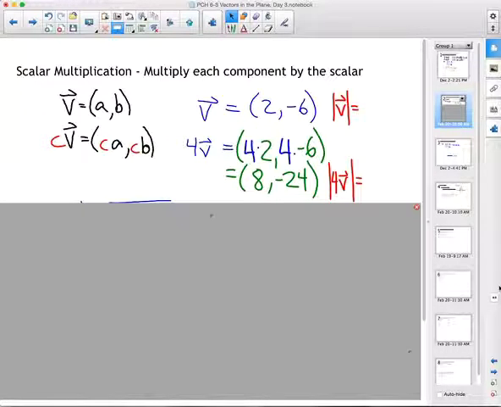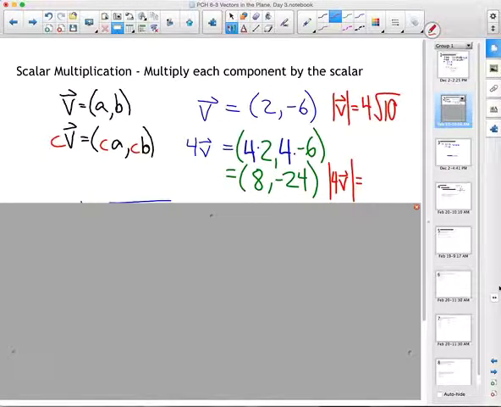Alright, what do we get for our magnitude for vector v? 4 root 10? Is that what you guys got? I had 2 root 10. It's the square root of what, guys? 40. Square root of 40. So the square root of 4 comes out as a 2, and then you've got the 10 left over. Alright, so you got 2 root 10.